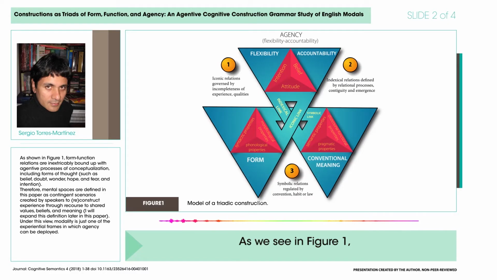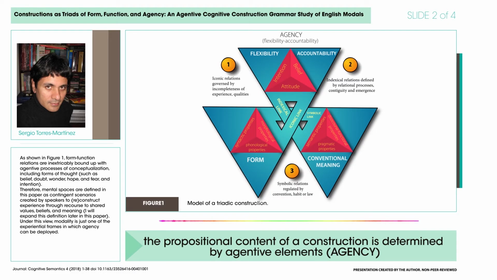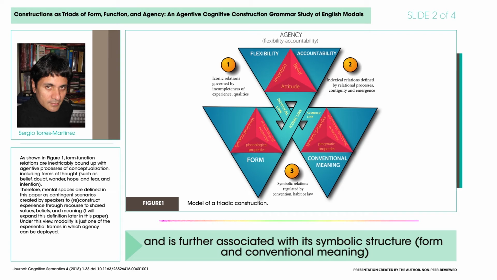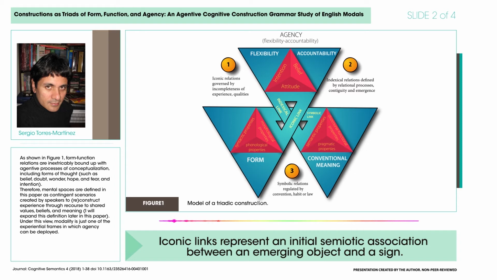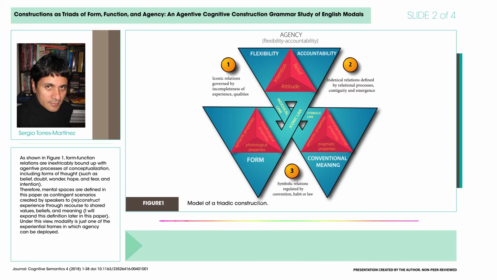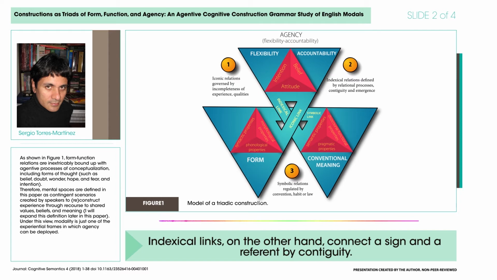As we see in Figure 1, the propositional content of a construction is determined by agentive elements and is further associated with symbolic structure, form, and conventional meaning by means of both iconic and indexical links. Iconic links represent an initial semiotic association between an emergent object and a sign. Indexical links, on the other hand, connect a sign and a reference by contiguity.